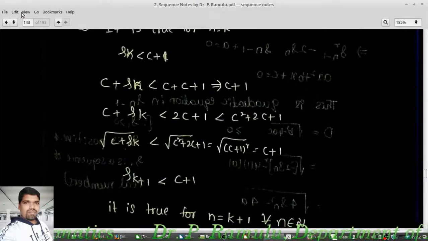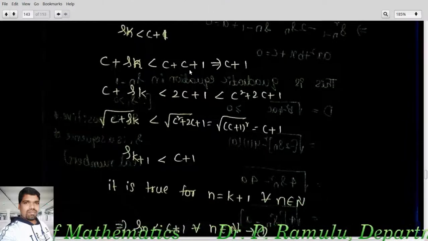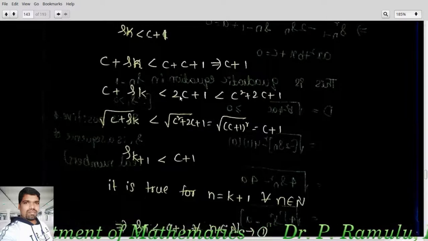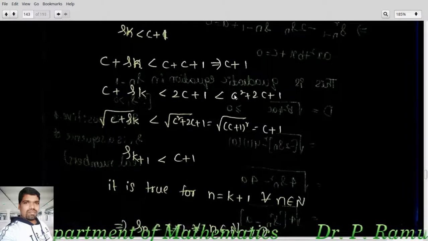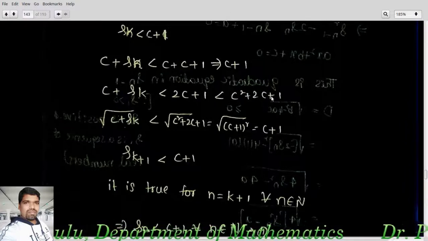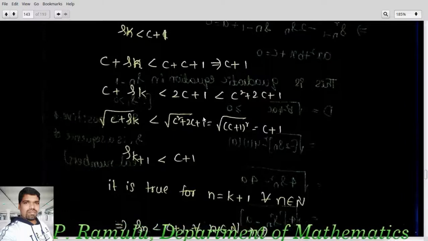If I add C to both sides, C plus Sk is less than C plus C plus 1, which is equal to 2C plus 1. So C plus Sk is less than 2C plus 1, which is less than C square plus 2C plus 1. Why? Because I am adding C square on the right side. Which implies C plus Sk is less than C square plus 2C plus 1.